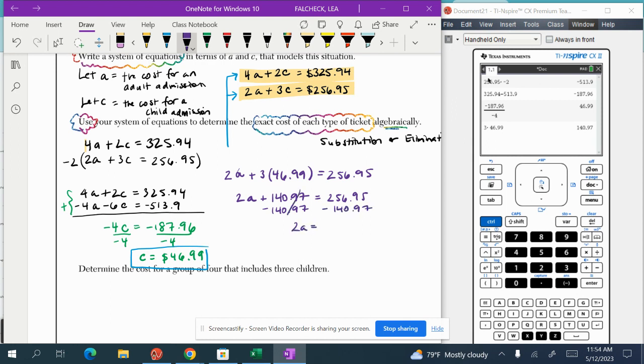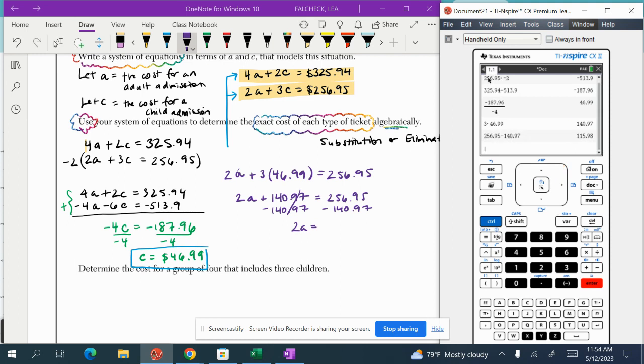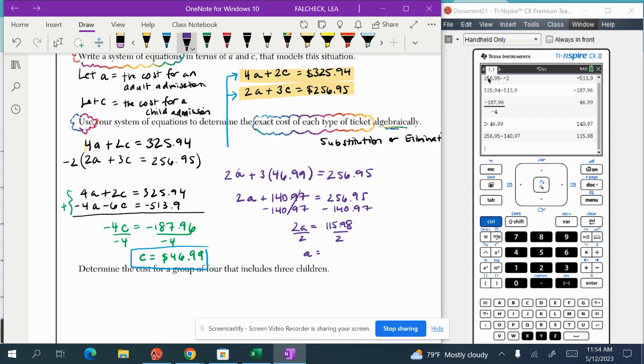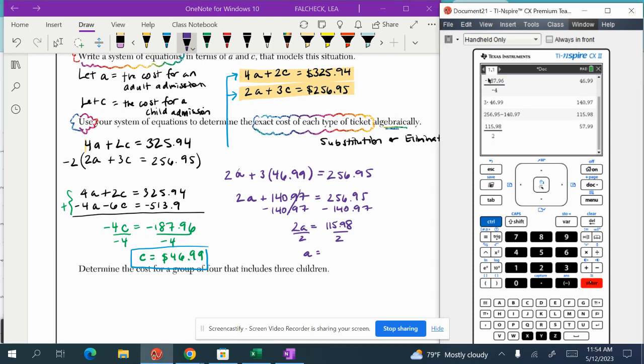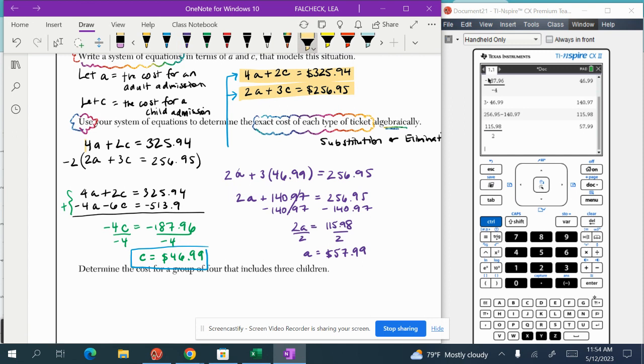And I'll get 2A is equal to 115.98. I'm going to divide both sides by 2, and I'll get A is equal to 57.99. Okay, so I found the cost of an adult ticket and the cost of a child ticket.